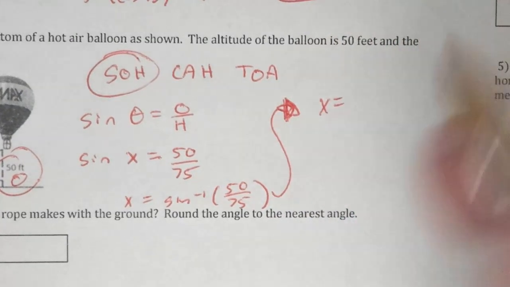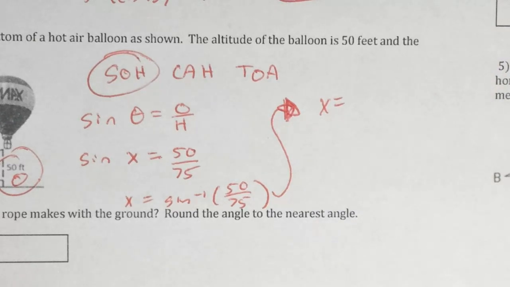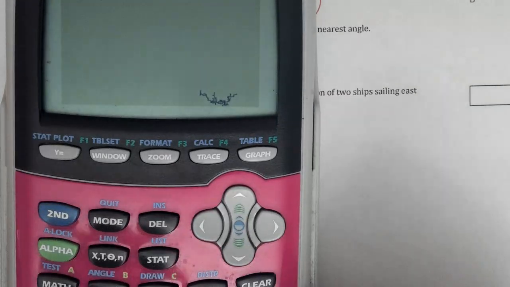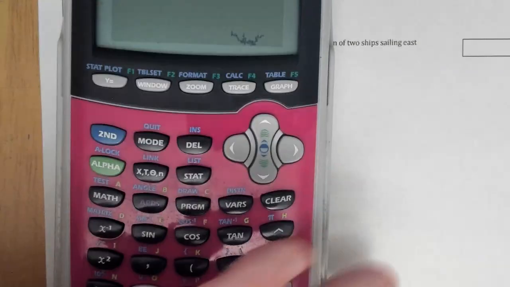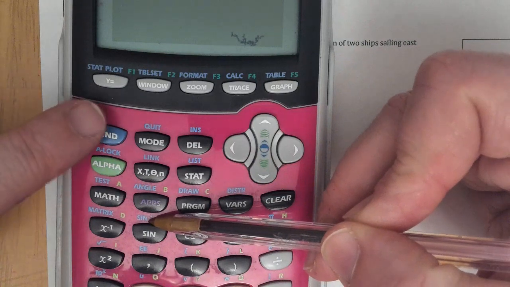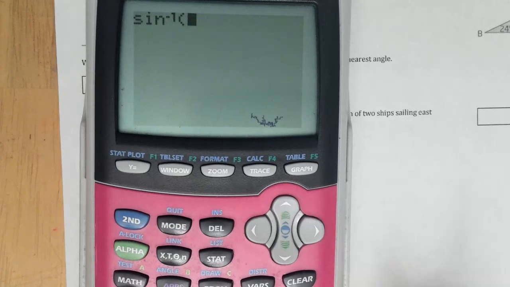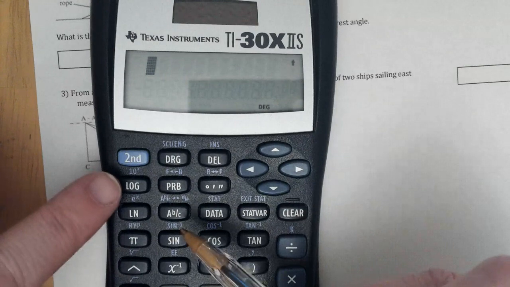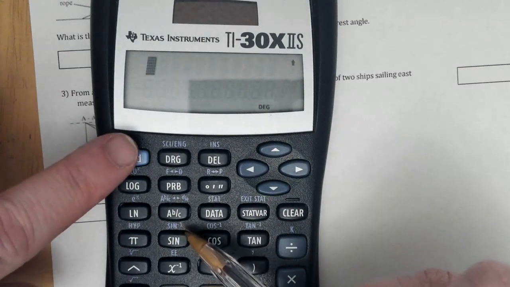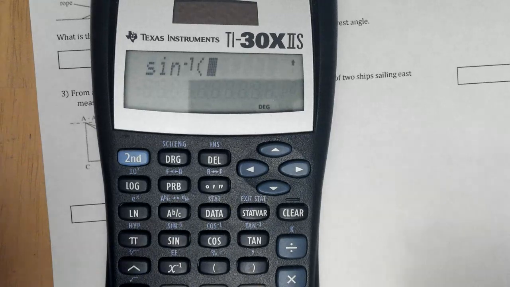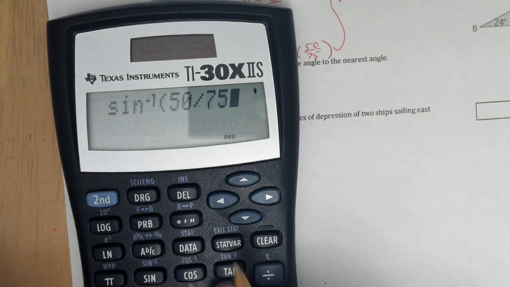So x equals sine inverse. On this calculator, I want the sine inverse, which is this blue one right here. To get to the blue, I have to push the blue second button first, and now that's second sine. It's the same idea on all calculators. Then I would do 50 divided by 75.